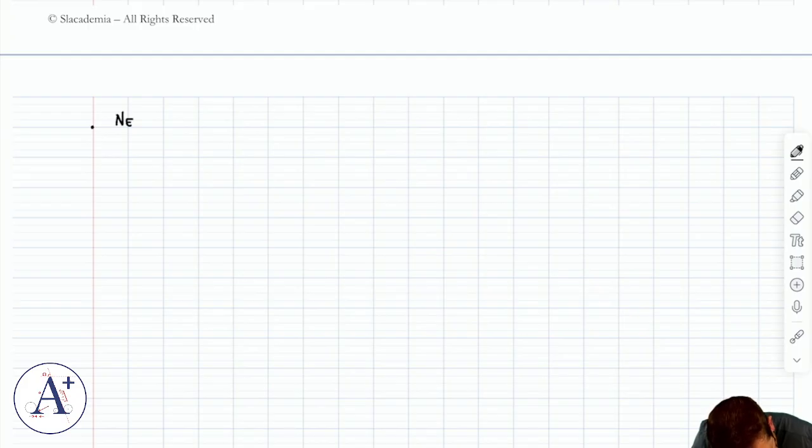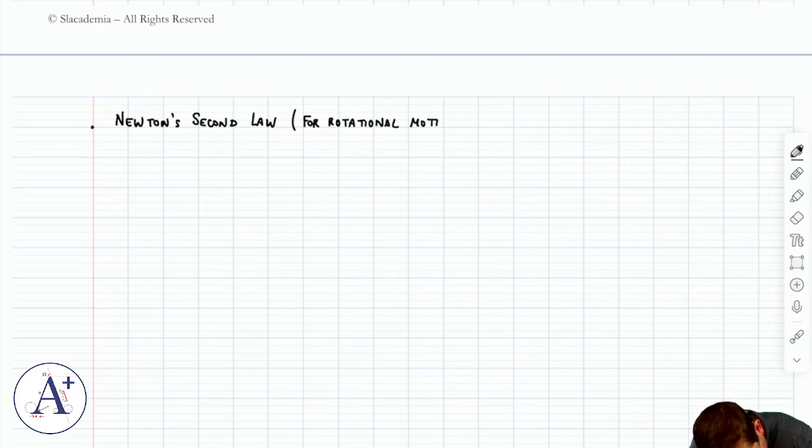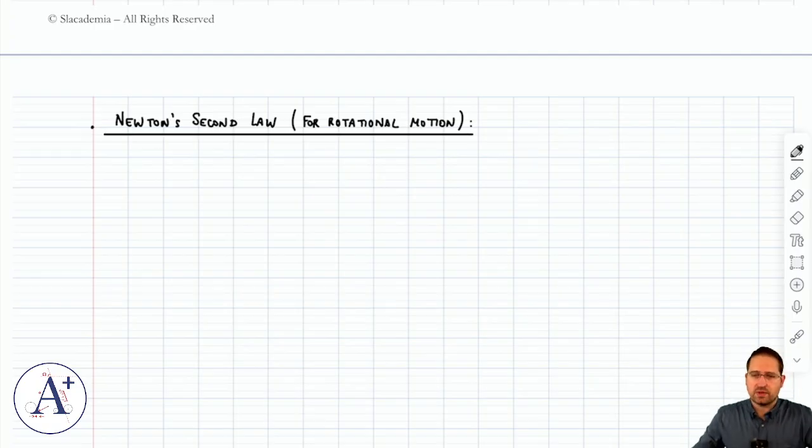Okay, so I'm going to write Newton's second law. And everybody understands if you just write that. In theory, we should call it Newton's second law for rotational motion, but that's a lot of words, and not everybody is willing to say that every time. Just say Newton's second law.